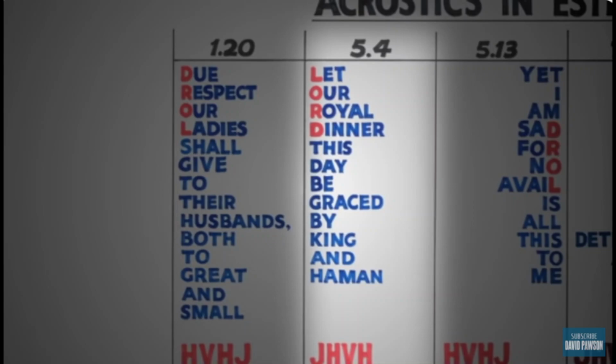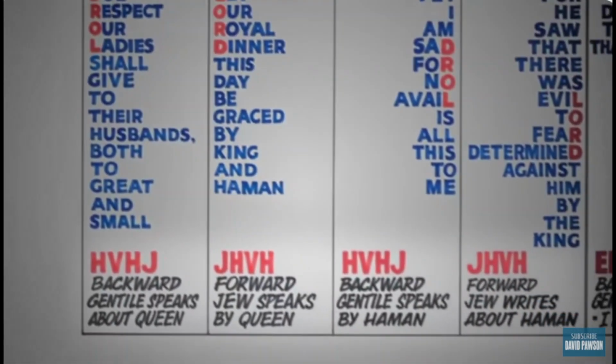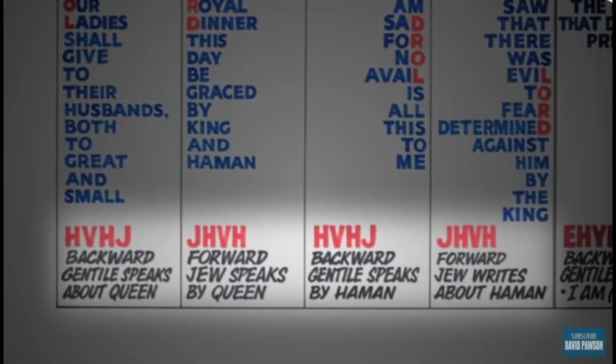Now, why is it sometimes backwards and sometimes forwards? Well, when it's backwards, the words are being spoken by a Gentile. But when it's forwards, it's a Jew speaking. It's as if the Jews are saying the Gentiles can never say the word right. Or it may be that they don't want to put the sacred name on Gentile lips.